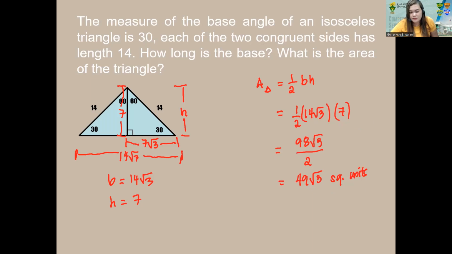Can you please elaborate po ma'am, ano na siya na 98 square root of 3 over 2 siya? 14 times 7. 14 times 7, then square root of 3 divided by 2. Kana 14 times 7, okay, 98. Okay po ma'am. Square root of 3 over 2. Okay, so you have 49 square root of 3 square units.